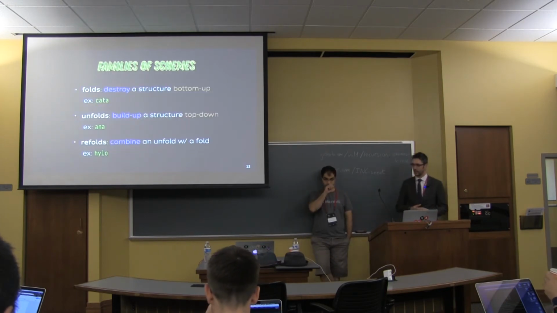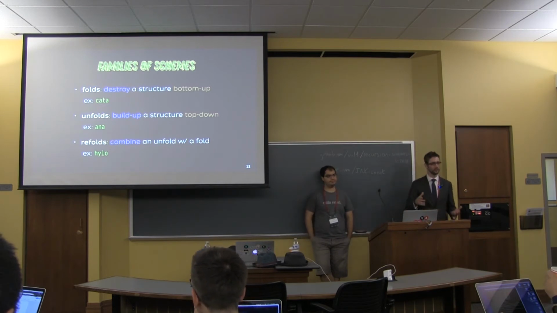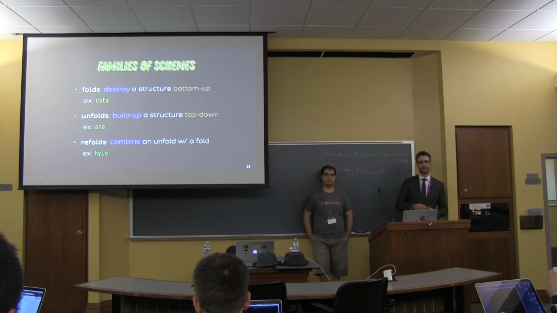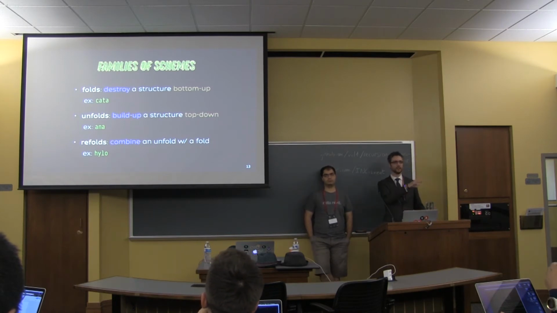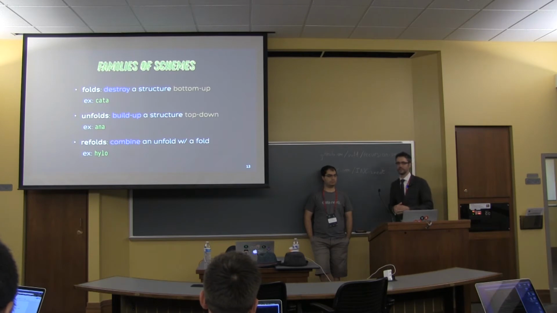So recursion schemes are a family of traversals of recursive data structures. We can split this family in three categories. We have folds that take a recursive structure and destroy it to produce a single value. And the simplest known fold is cata.